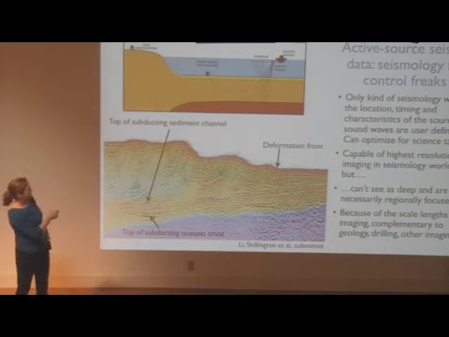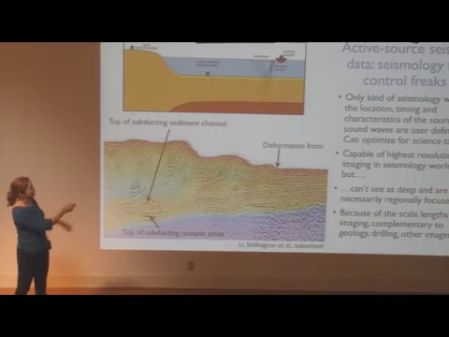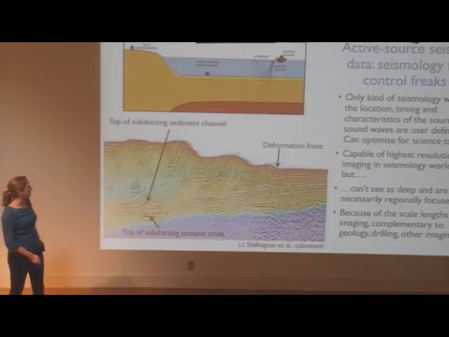And so I have my terrible cartoon up here of a marine experiment where we're creating sound waves with an air gun source, and we can record those on streamers or on other autonomous seismometers. So we'll talk more about that.